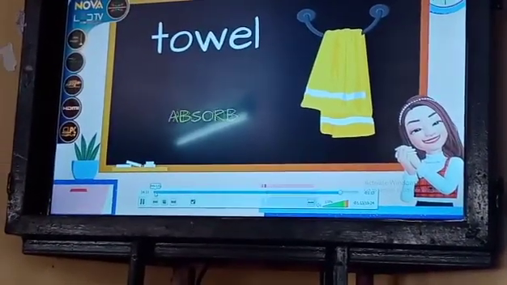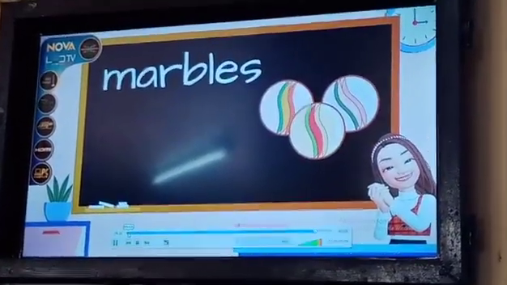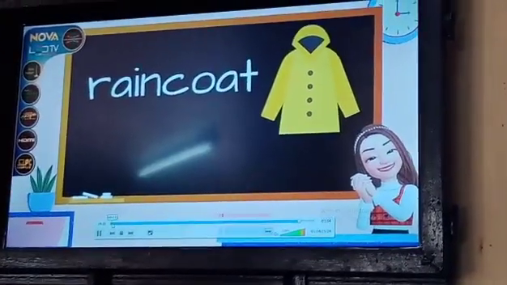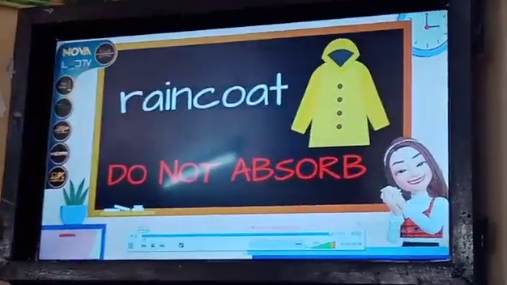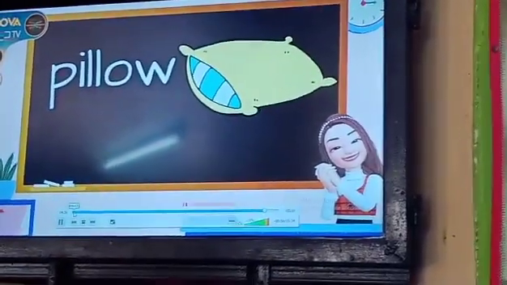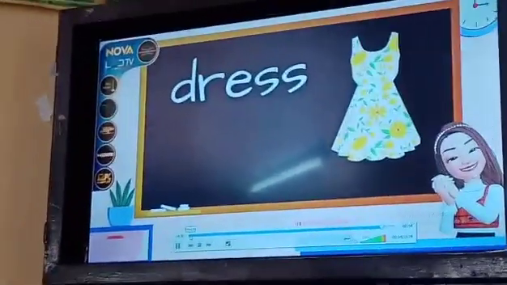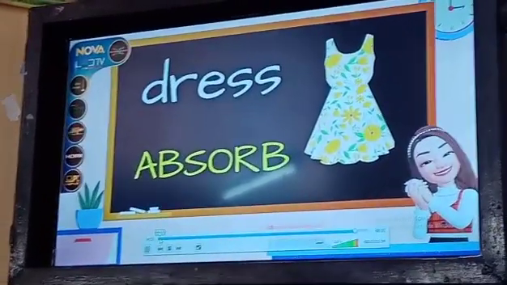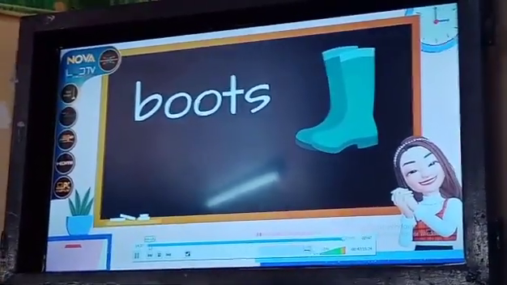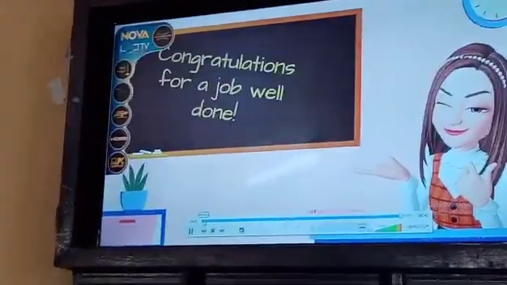Tissue paper, absorb, so check. How about the towel? Absorb, so check. How about marbles? Do not absorb, so it should be X. Raincoat, do not absorb, X again. Pillow, it absorbs, so check. Dress, absorb, so check. How about the boots? Do not absorb, so X.